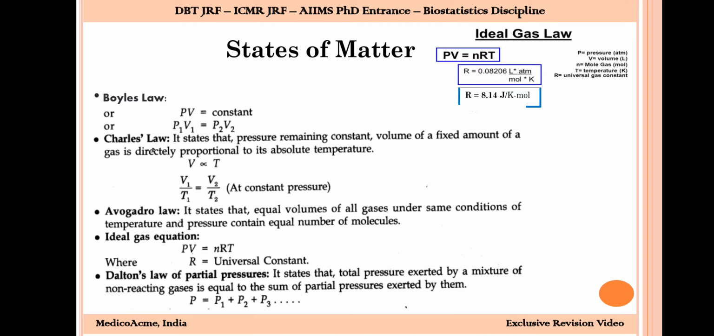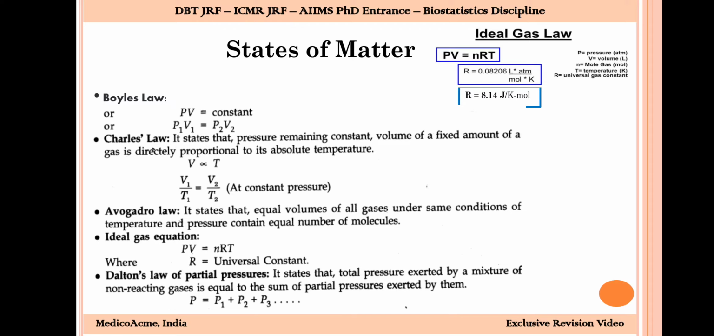Boyle's law states PV equal to constant, that is P1 V1 equal to P2 V2. It has an inverse relation, so if the pressure increases, then the volume will decrease. Charles' law states that, pressure remaining constant, the volume of a fixed amount of gas is directly proportional to the absolute temperature.